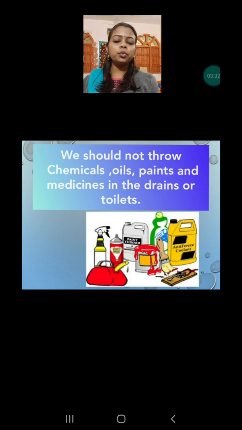So don't think that if I am throwing it in my toilet or my drain, it will not affect the environment. Definitely it will, because you are also a part of the environment. So your single small step to pollute the environment can affect it to a large extent. So please don't follow these steps. Throw everything in the correct place meant for it.